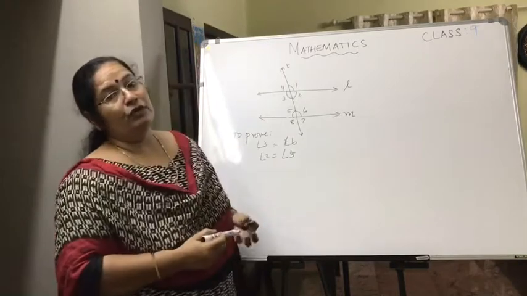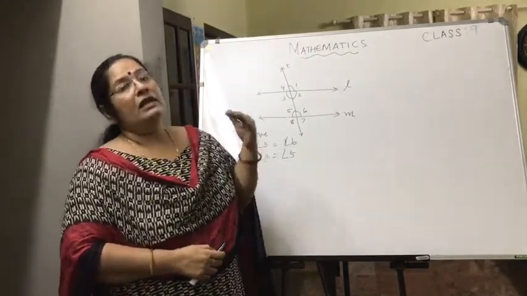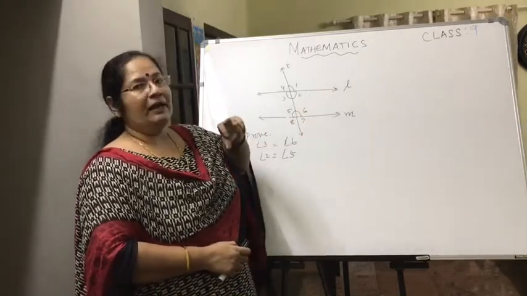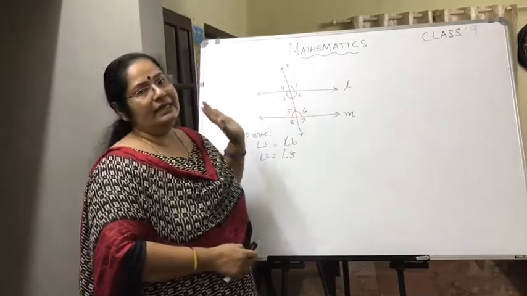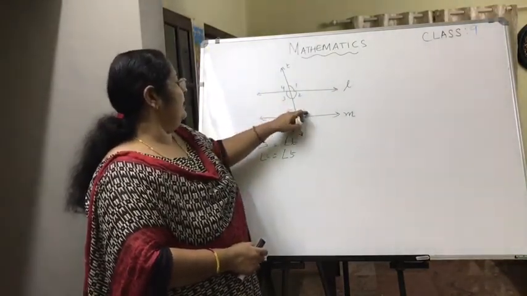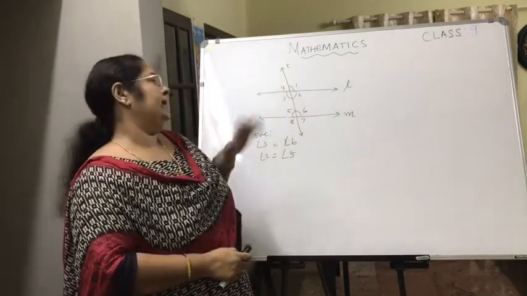I told you, whenever you are going to do the proof, you should be writing what is given. The figure is important. What is given? What is to be proved? Now what is given for us? L and M are two parallel lines cut by a transversal T. Now what you are asked to prove? To prove that angle 3 is equal to angle 6 and angle 2 is equal to angle 5. That is, alternate interior angles are equal.